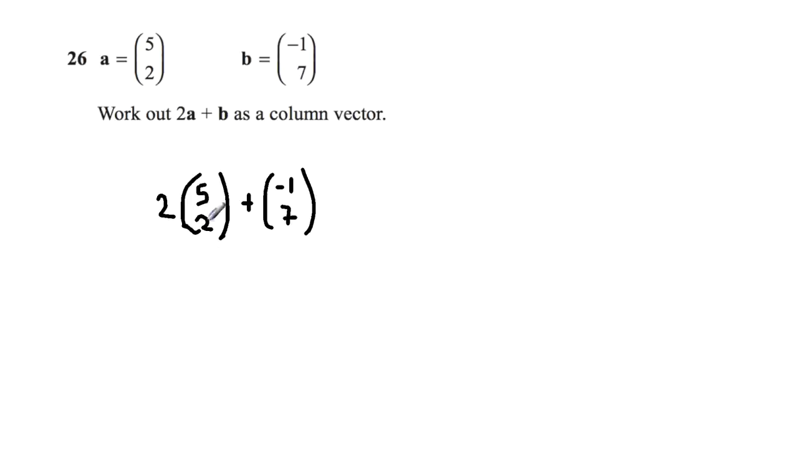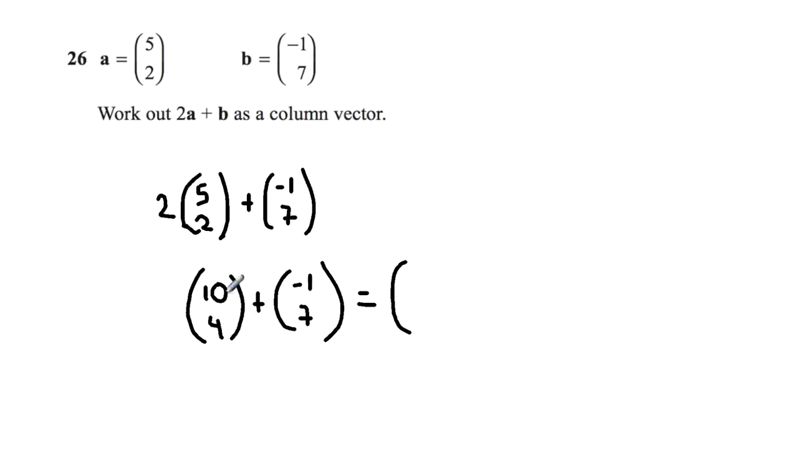I'm going to expand, multiply it. So 2 times 5 is 10. So you have 10. 2 times 2 is 4. Plus negative 1 and 7 equals 10 plus negative 1 is 9, 4 plus 7 is 11. So that's our answer.